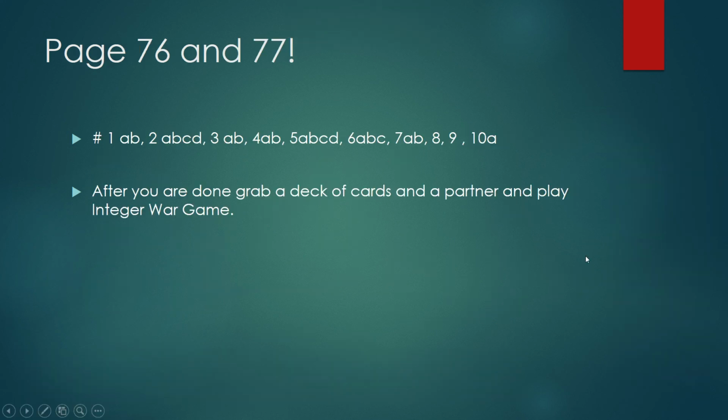Now you guys are going to do your assignment. It's on pages 76 and 77. You can use Clever to get in, or you can use your textbook. There's a lot to do, but it's easier stuff. So we have number 1AB, 2ABCD, 3AB, 4AB, 5ABCD, 6ABC, 7AB, 8, 9, 10A. It seems like a lot, but it goes by pretty quick.